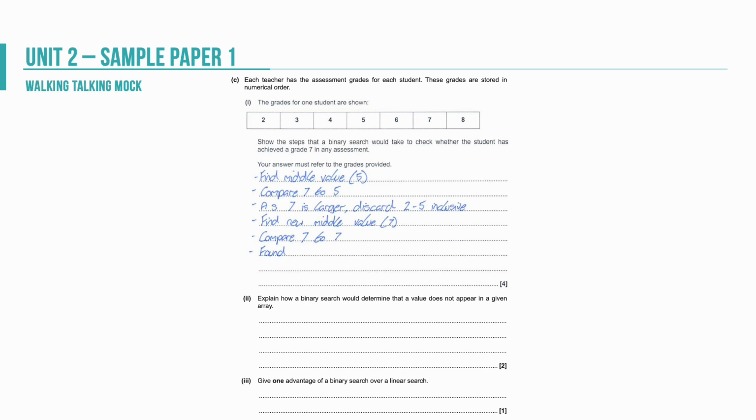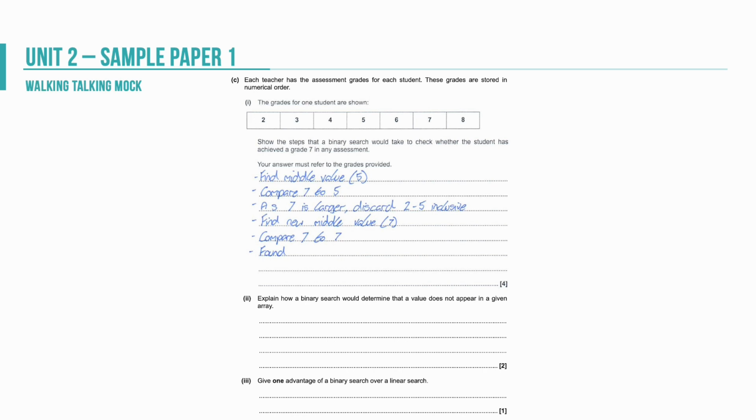We need to find the middle value, which in this list is 5, because again it's told us to be specific to the grades provided. We want to compare 7, which is what we're looking for, to 5, because 5 is the middle value. And as 7 is larger, we're going to discard 2 to 5. We're going to discard the bottom half of the list, including the numbers 2 and 5. We're then going to find the new middle value. So our new list is 6, 7, and 8. The middle value there is 7. We're going to compare 7 to 7, and yes, we have found it.